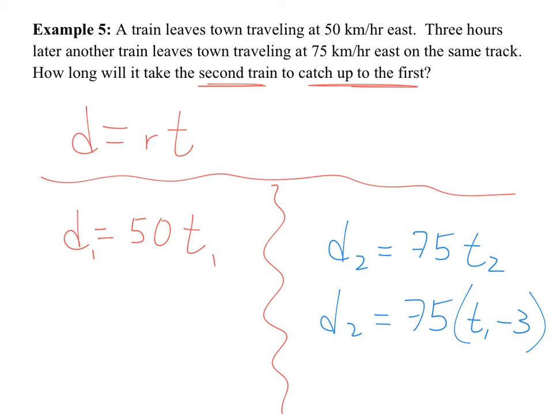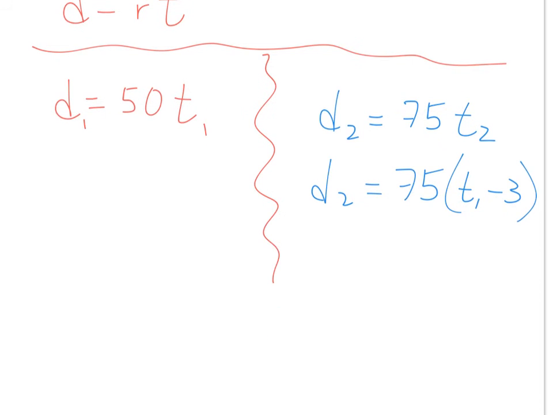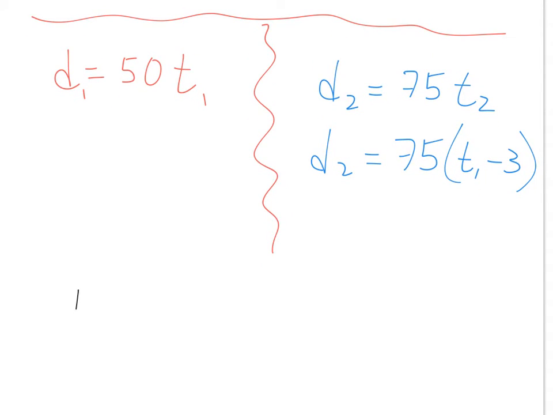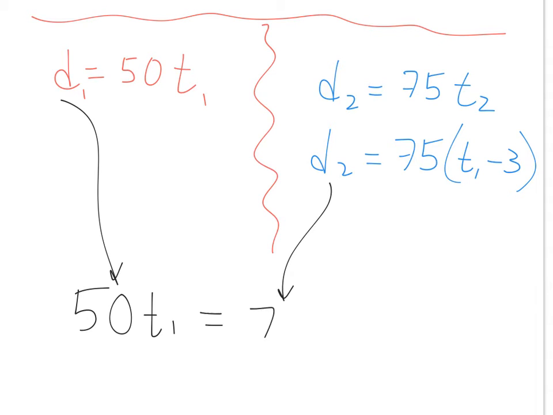Remember, who was it that mentioned the transitive property, I think, last week? We were talking about transitive property. This is the transitive property. If you both travel the same distance and D1 is equal to D2, you could set those expressions equal to one another. Let's go ahead and do that. So we could say 50 T1, which is this expression for D1, is equal to D2: 75 times T1 minus 3.